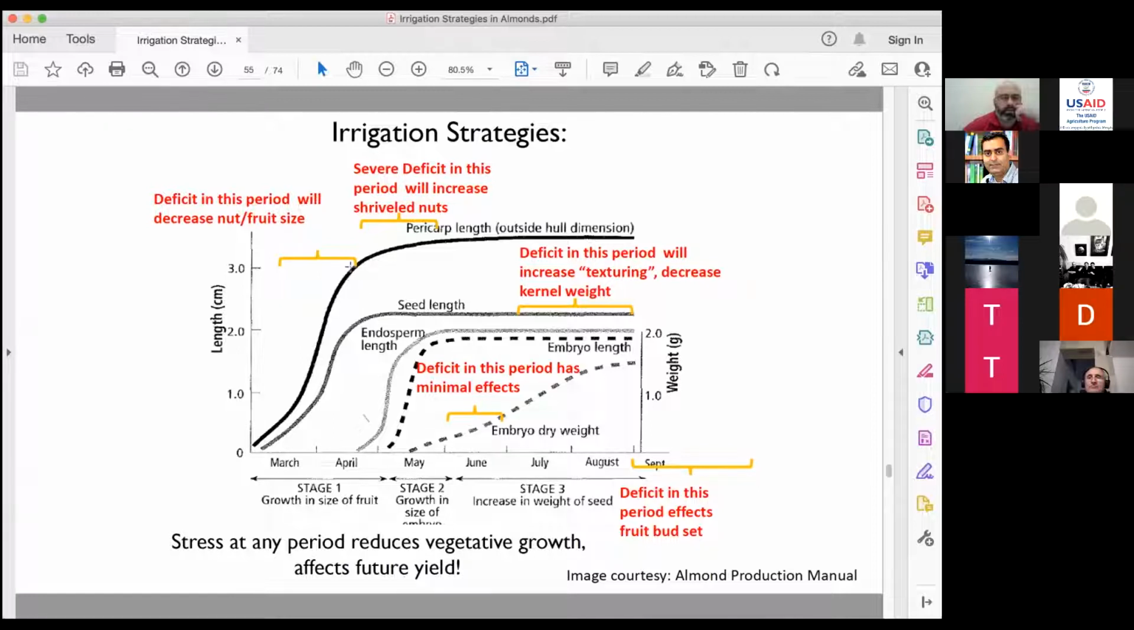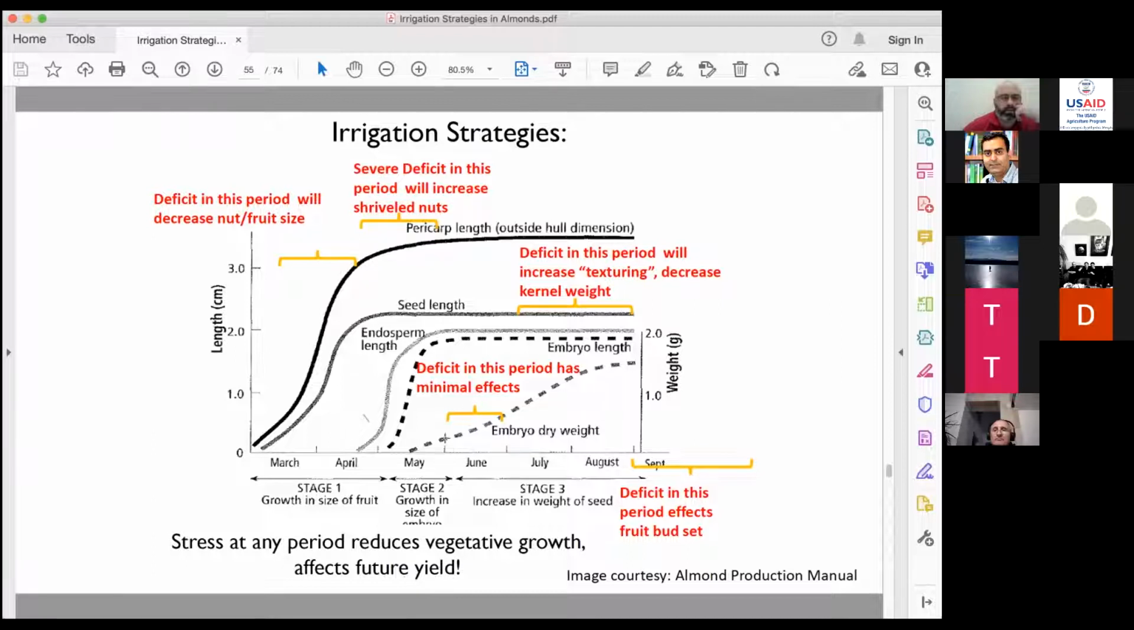That is definitely going to affect your yield. The next stage is stage two, which is growth in size of the embryo, and that happens during the month of May in California. A severe deficit in this period will increase shriveled nuts. Sometimes you may have seen kernels with shrivels in them. That is because you did not apply enough water through this period.